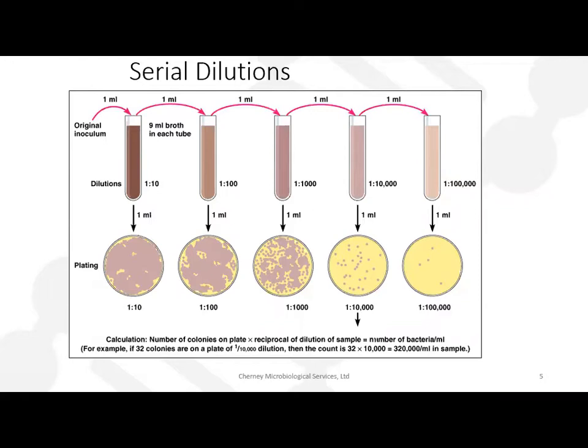So on the bottom, it says for calculation, you're going to take the number of colonies on the plate times the reciprocal dilution factor. It's going to be your number of bacteria per mil. So if we use that 1 to 10,000 plate, if you've got 32 colonies on a plate from your 1 to 10,000 dilution, then your count is going to be 32, which is your number of colonies, times that denominator, the 1 to 10,000 dilution. So 32 times 10,000 is going to yield 320,000 bacteria or CFU per mil in that sample.